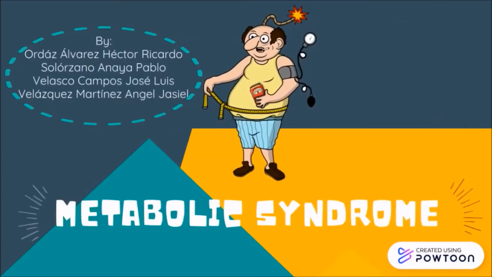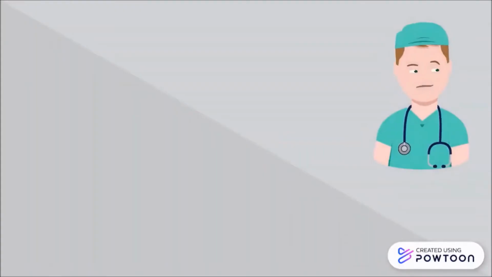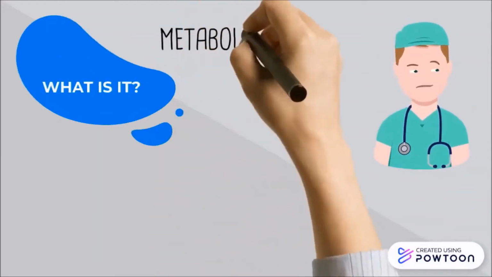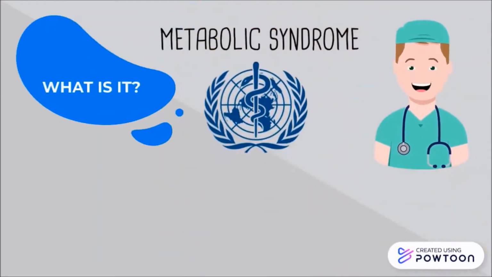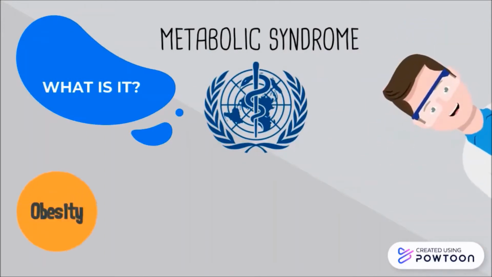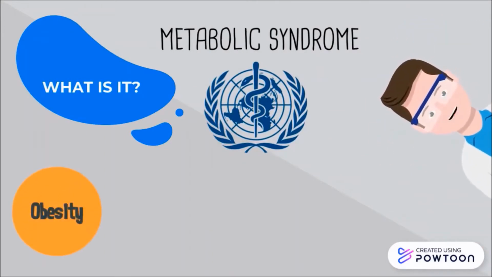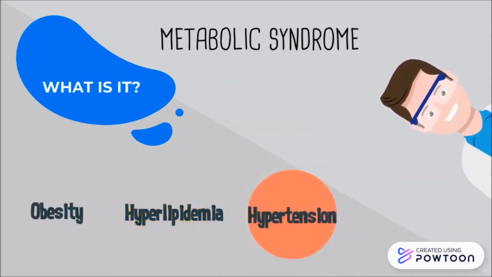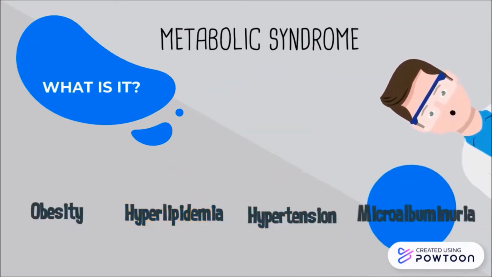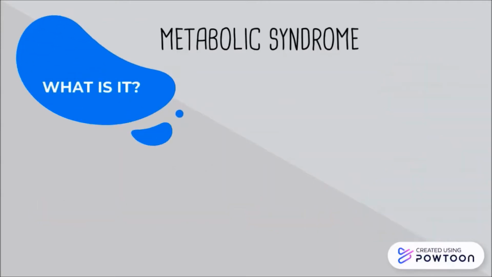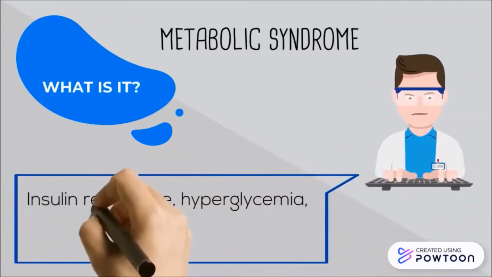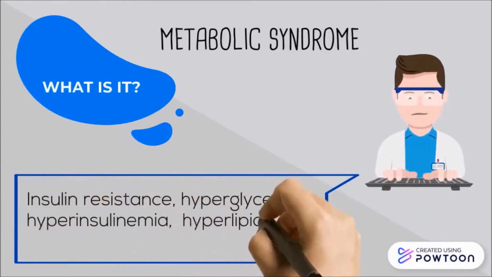So, what is it? The World Health Organization defined it as the presence of insulin resistance in addition to two of the following risk factors: obesity, hyperlipidemia, which includes hypertriglyceridemia and low levels of high-density lipoprotein cholesterol, hypertension, or microalbuminuria. In other words, it's a cluster of metabolic abnormalities that includes hypertension, central obesity, insulin resistance, and atherogenic dyslipidemia.